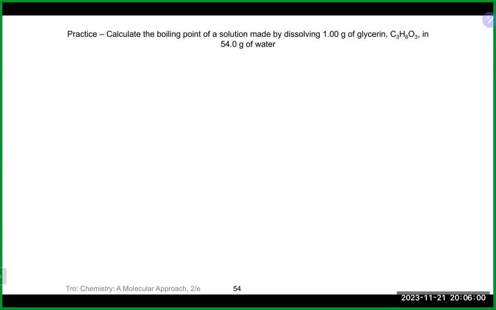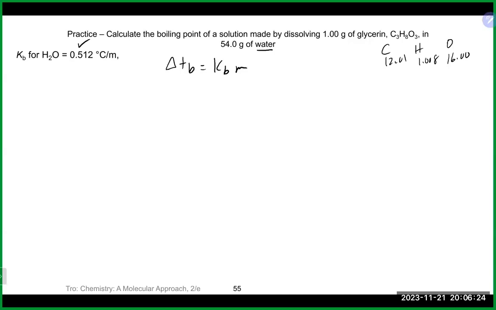Okay, so let's take a look. We're looking for the boiling point temperature of the solution. So again, we're going to use our boiling point equation, with our Kb and our m. And we do have the Kb given to us, for water in this case, as that is our solvent. And we are going to solve for our boiling point. So we have that. We do need the molality. So the molality, again, would be moles per kilogram of solvent.